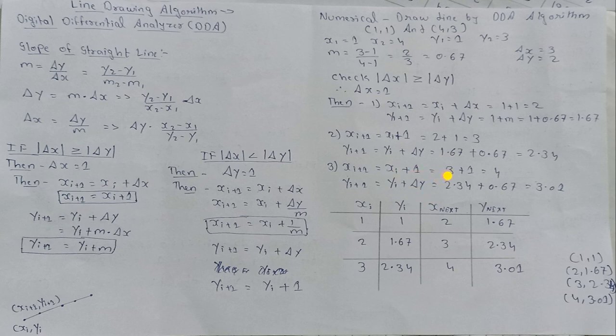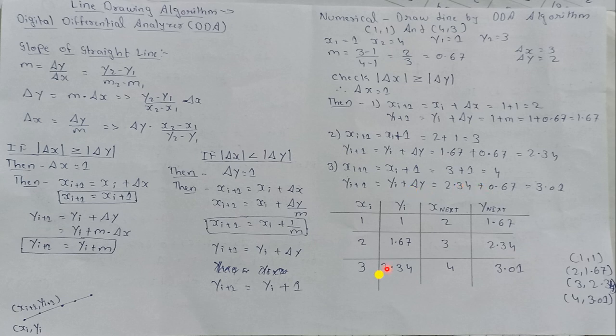Xi plus 1 means, what is the xi here? 3 is there, I have written 3. What is delta x? It means 1 only, so 3 plus 1 equals 4. Now we have to find out the yi plus 1. So yi plus 1 equals yi plus delta y.